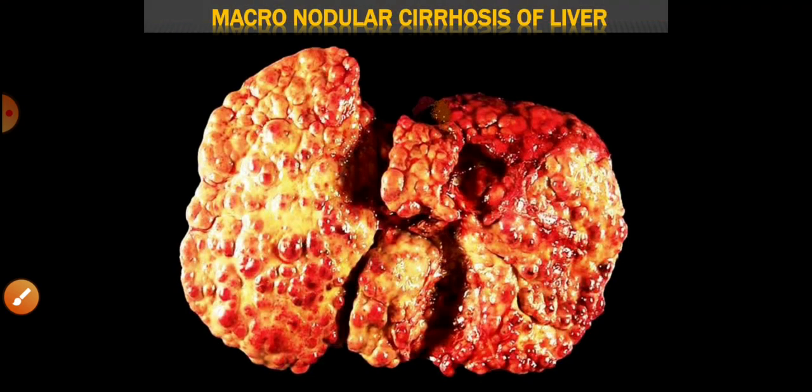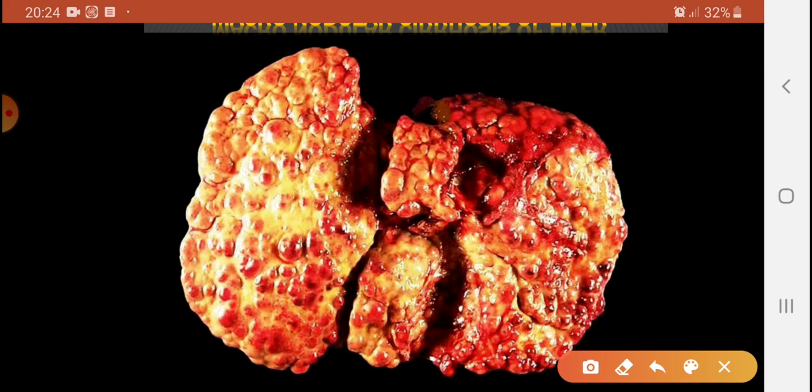Coming to the next slide, here you can see the macronodular cirrhosis of the liver. The liver is studded with the larger nodules compared to the previous image. You can see the nodules are large, and these are the areas of fibrosis. These are the nodules, and in between you have the fibrotic bands.